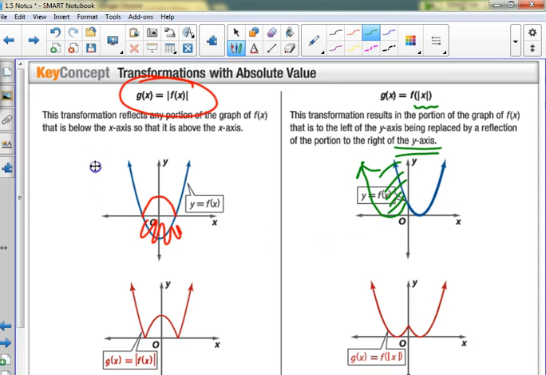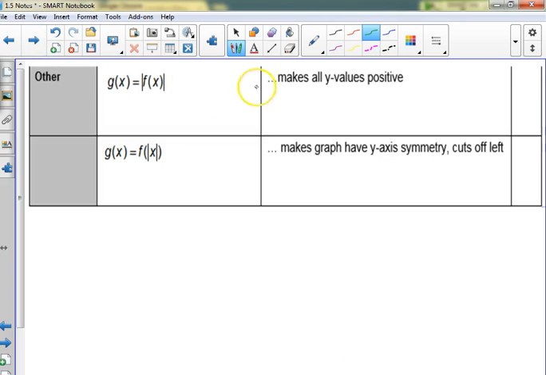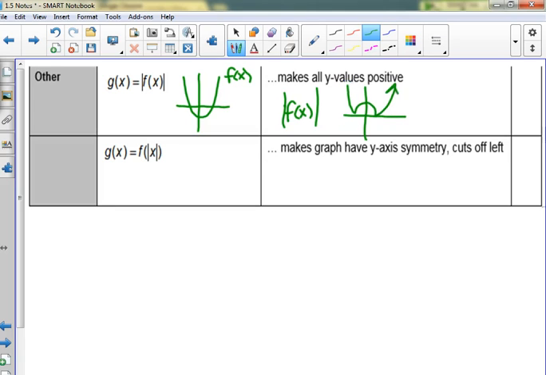Wait till we do one of these on your graphing calculator. It's so fun. Okay, this is what happens. I'm going to draw the same sketch as they did. If you have a graph like this, if this was f of x, when you put absolute value around the whole thing, it would look like this. Think about it. Anything you put in that used to come out negative will now come out positive.